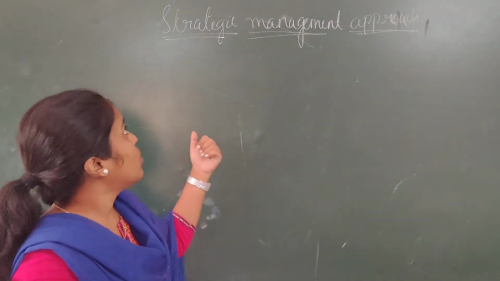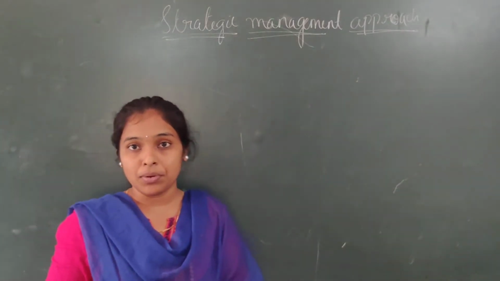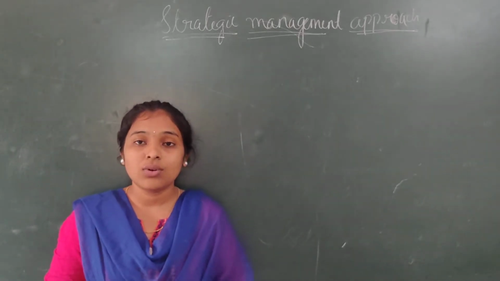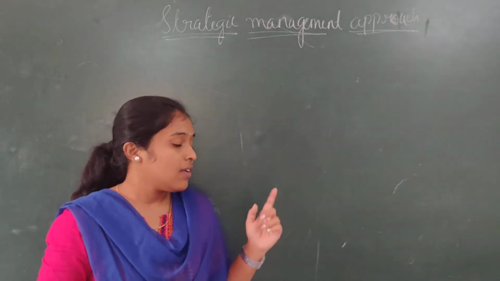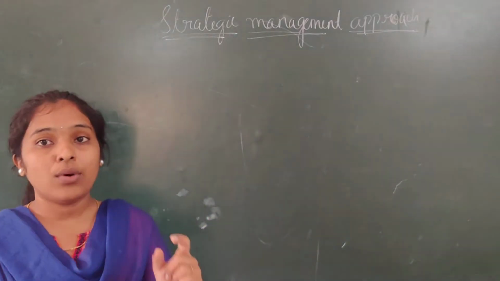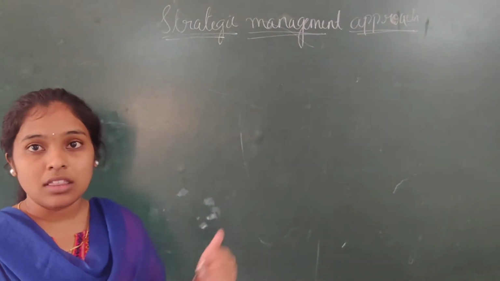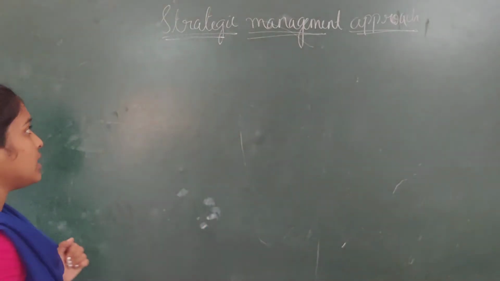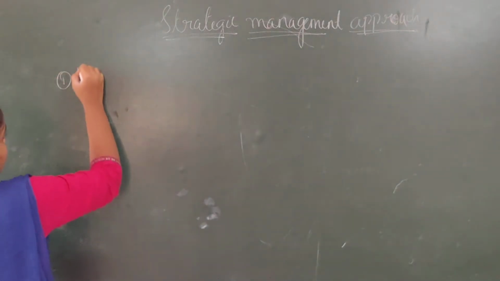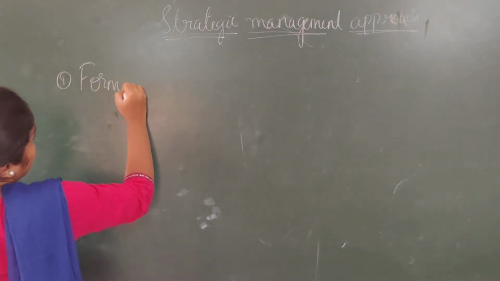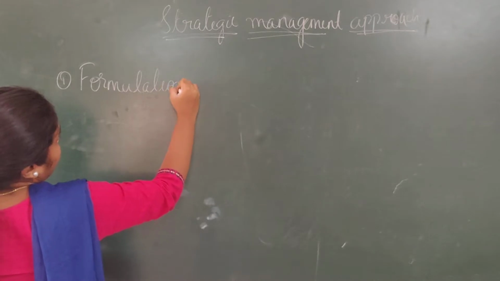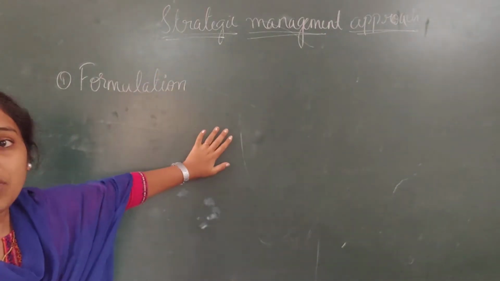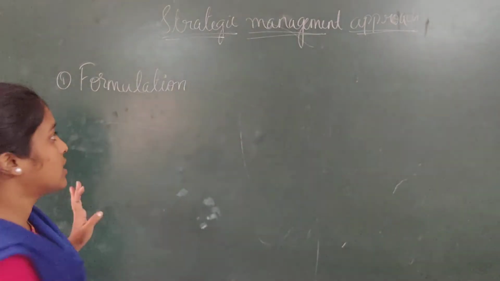So let's go to the strategic management approach. How they are going to approach, what procedure is going to be involved in this. The first thing is we have three steps in the strategic management approach. The first one is formulation. In this formulation, we have a few points.